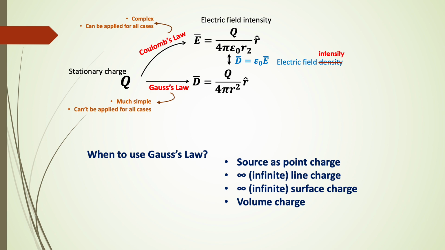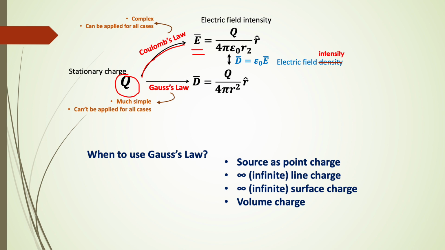All right. So this is somehow a summary of what we have learned so far. Let's say that you have a stationary charge, a point charge, for example, the Q. You have a Q which is a stationary charge, and from this Q you are able to obtain the electric field intensity directly, by using Coulomb's law.